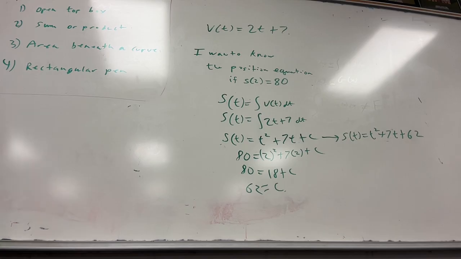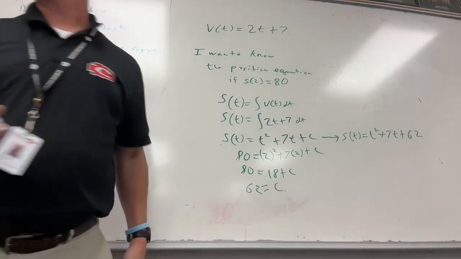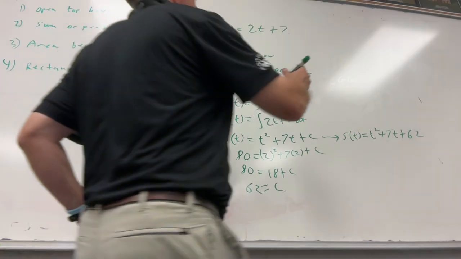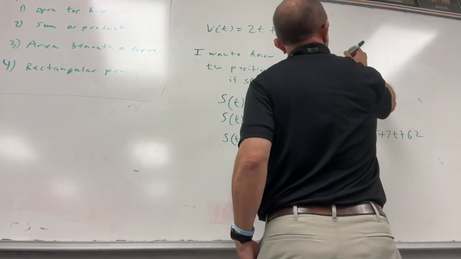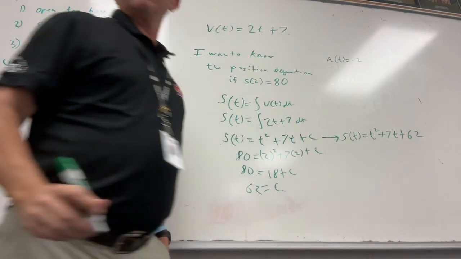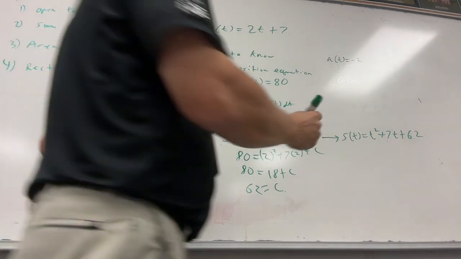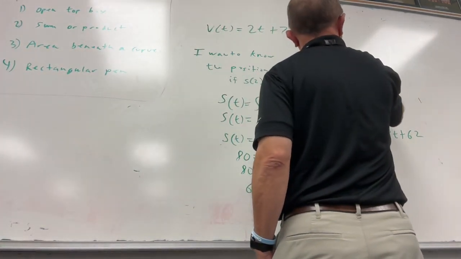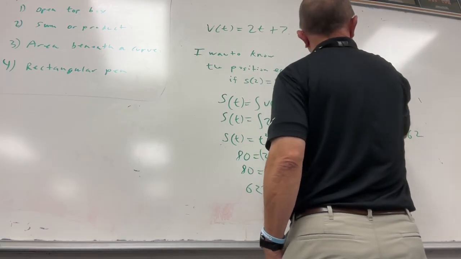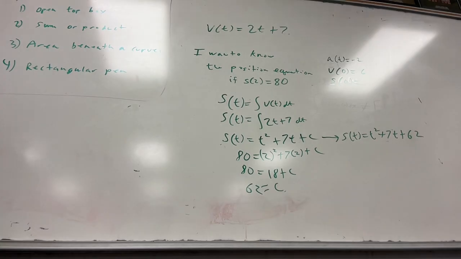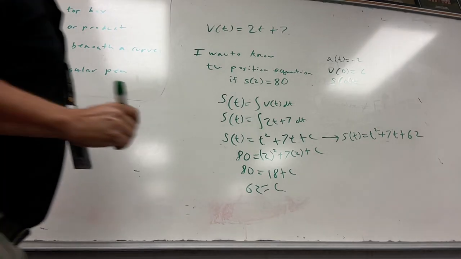Now, we can go a step further with it, and we can do an example where I'm going to tell you that a of t is negative 2. V of 0 is 6. And S of 0 is 10.